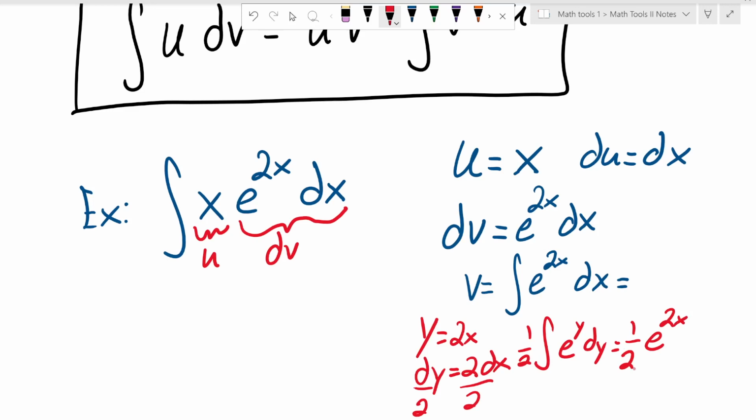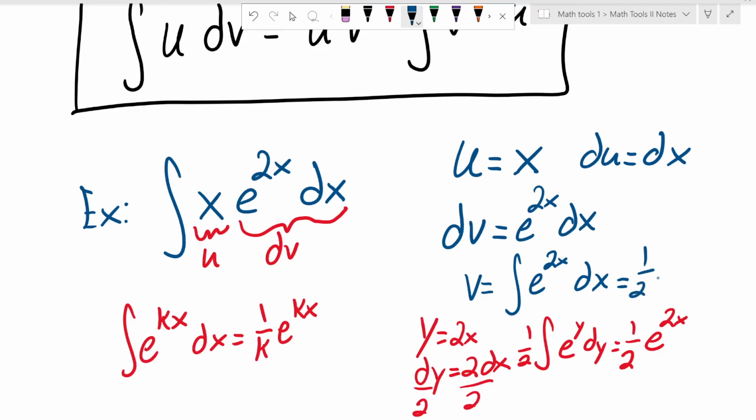So this is a good general formula to be aware of, so you don't have to do the substitution every time. If you have the integral of e to the kx dx, it's going to be 1 over k e to the kx, right? Okay, just a little bit of an aside there since it came up. So anyway, this is going to be 1/2 e to the 2x.